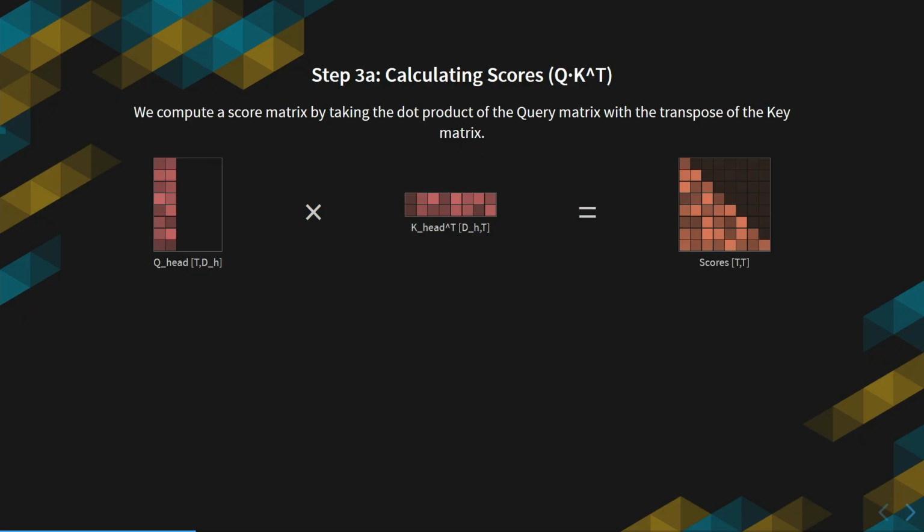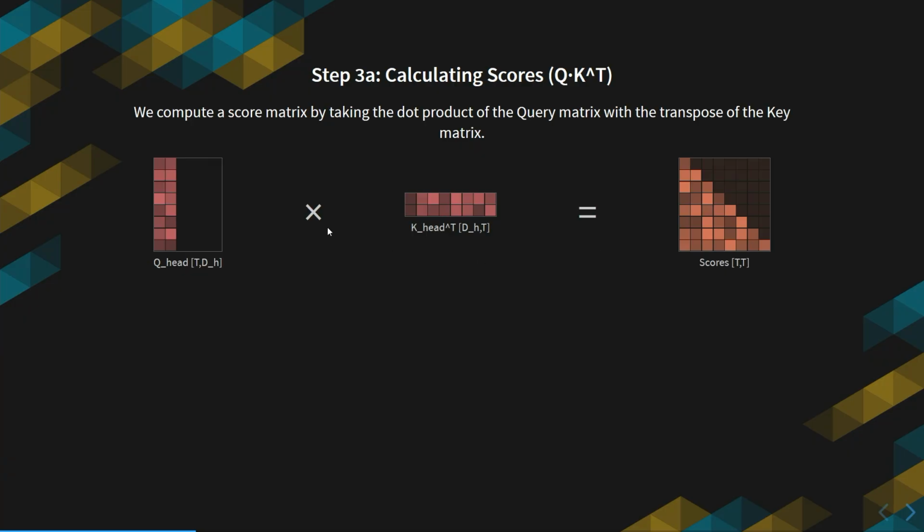So in this step 3a, calculating scores, let's visualize how we calculate those attention scores. We compute a score matrix by taking the dot product of the query matrix with the transpose of the key matrix. The Q head has dimension T by dh, which is the context length, or number of tokens, multiplied by dh, which is the head dimension. The transpose will give us a score with dimension T by T.